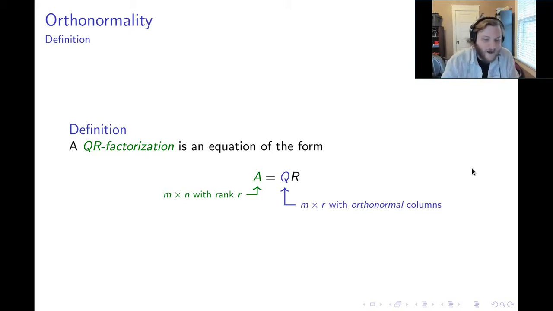And the other ingredient in this factorization is the matrix R, which is an r by n upper triangular matrix. So when someone says this is a QR factorization, what they mean is that the matrix A that they are studying is equal to Q, which is a matrix with orthonormal columns, times R, which is any upper triangular matrix.